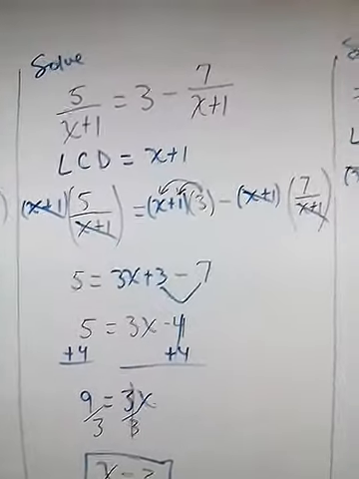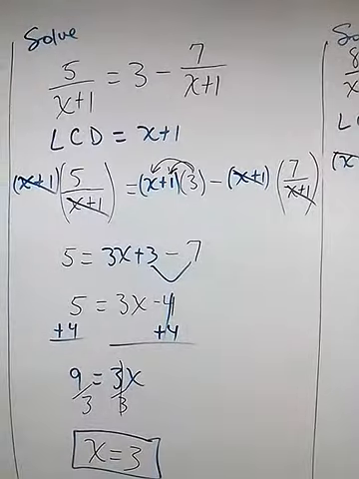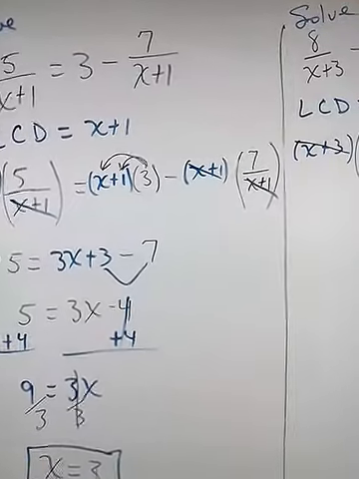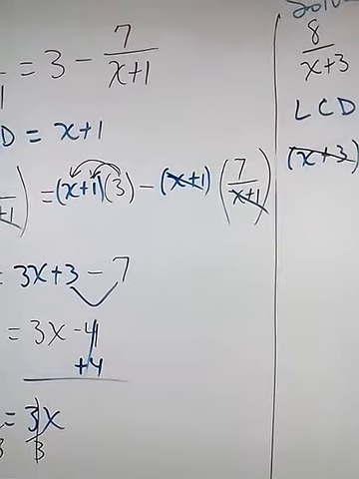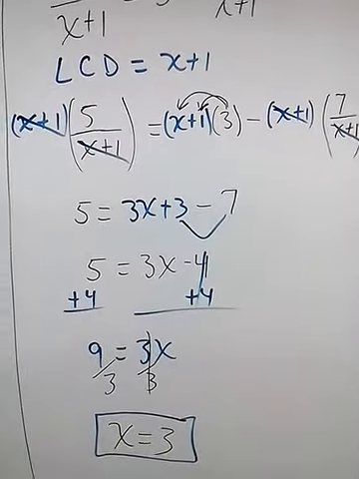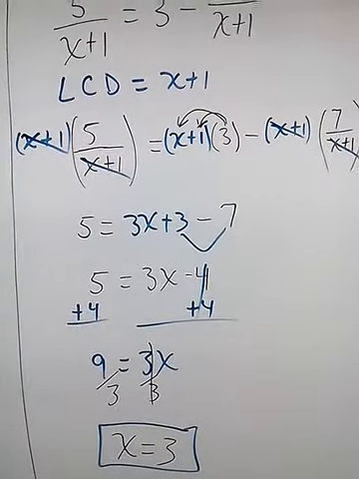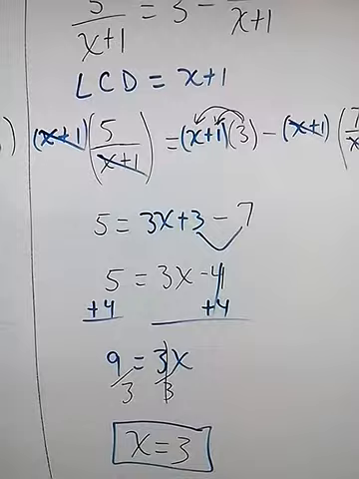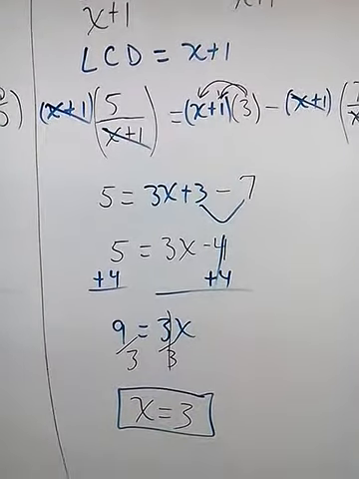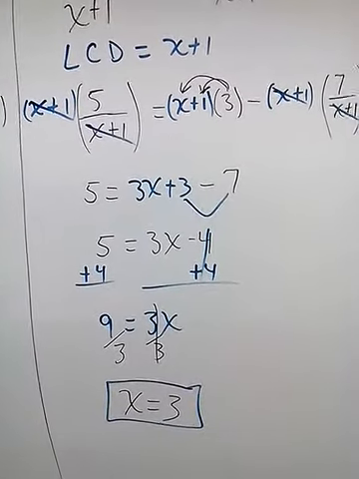We could distribute for our second term x plus 1 times 3, which will give us 3x plus 3. And then in our last term, we cancel out the x plus 1, which leaves us with minus 7. So combining our like terms, we get 5 is equal to 3x minus 4. Then add our 4 on both sides of the equation to get 9 is equal to 3x. Then divide your 3 on both sides of the equation to get x is equal to 3.